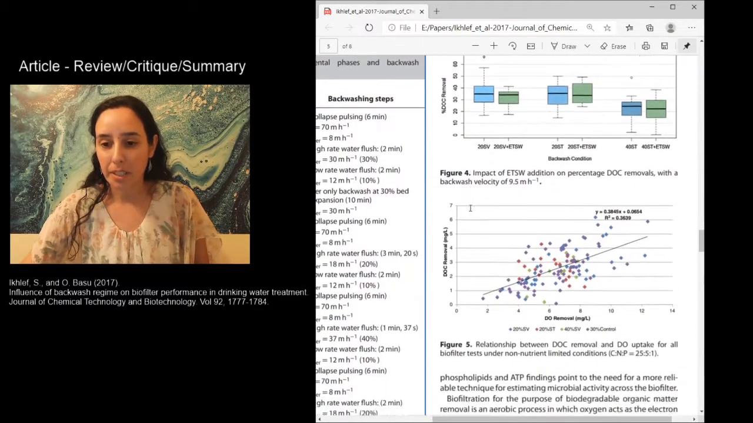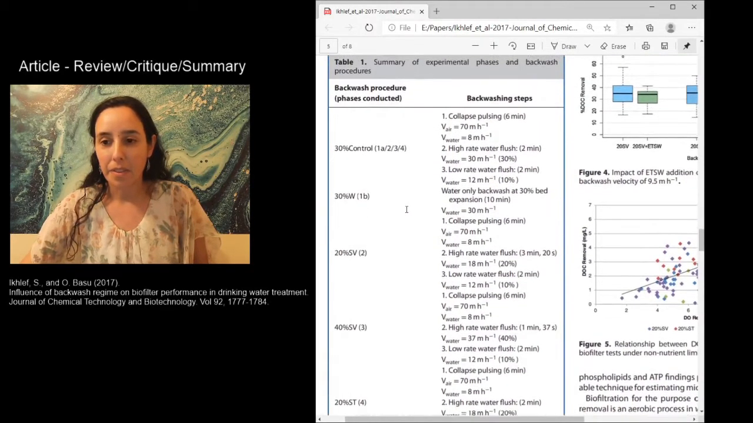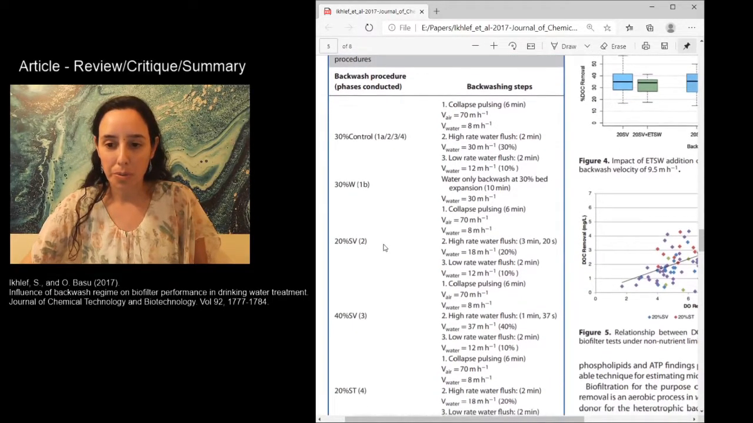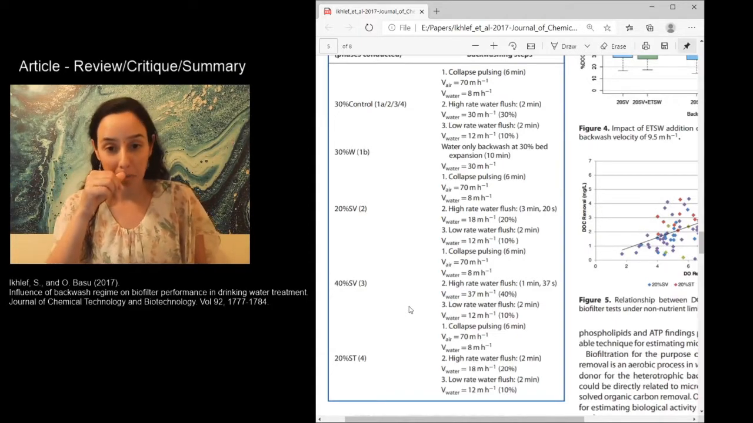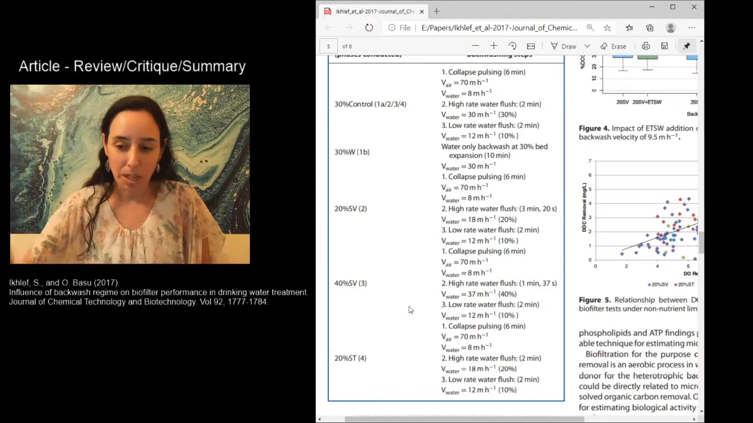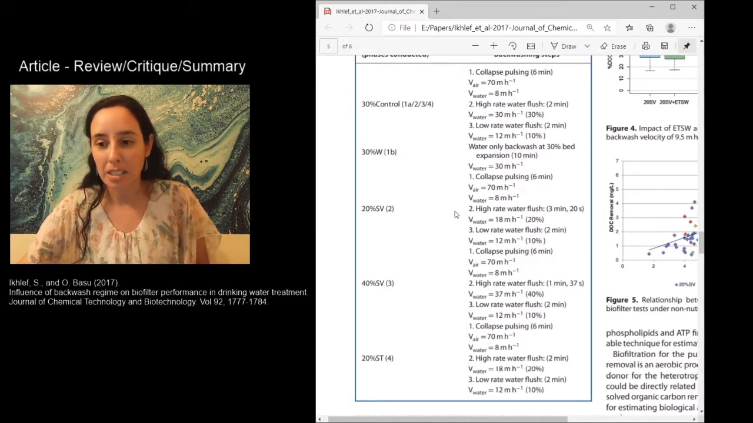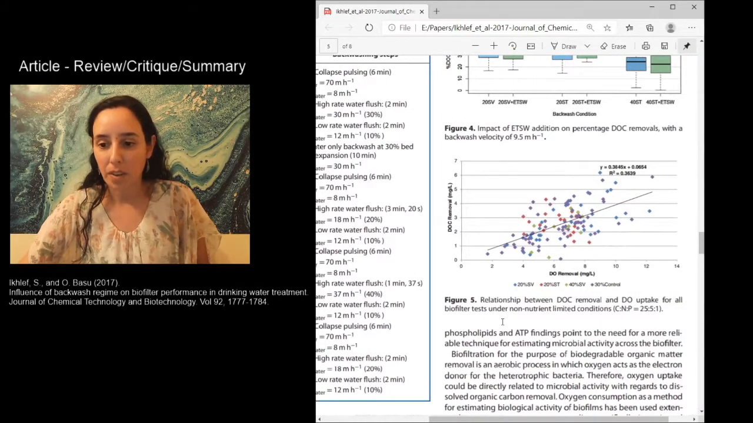Okay, same thing here. This is the experimental plan for this particular experiment. So they've got 1, 2, 3, 4, 5 different backwash experiments that the authors are doing. In this case, I was the author, or the co-author, but those are the experiments. So you can look at that and see if they're different enough and if all of this makes sense for the content of the article.